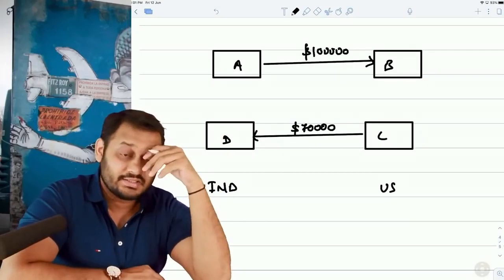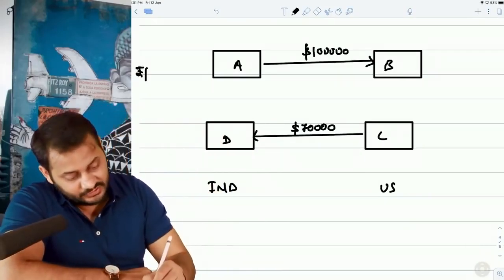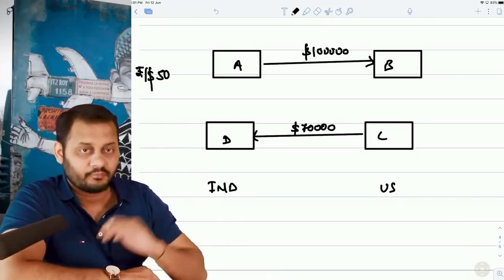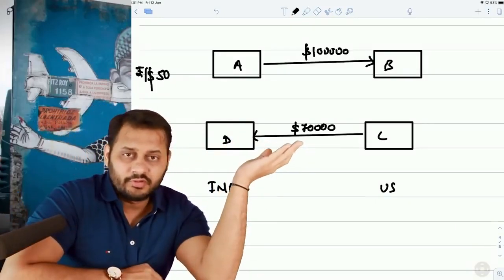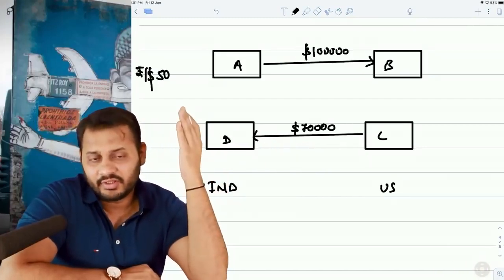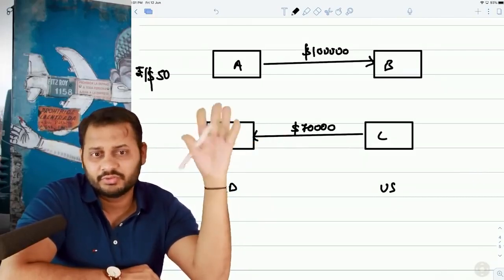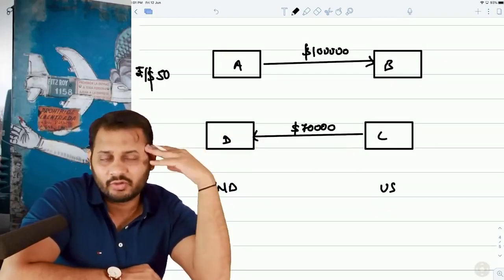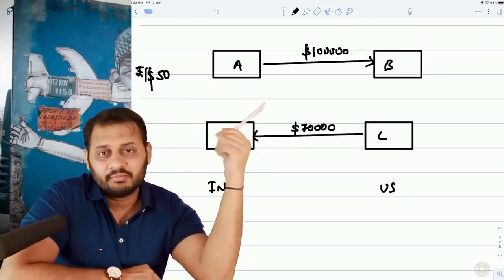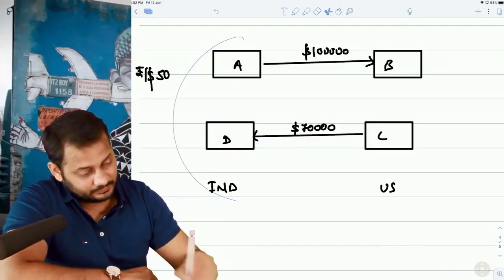How? See, it's very simple. Let's say rupees per dollar rate is 50. So if D receives $70,000 today, he will convert it at 50 and it will be around 3.5 lakh rupees. So D should be getting 3.5 lakh rupees after the conversion. And A is paying B there. Can we do the transaction like this?